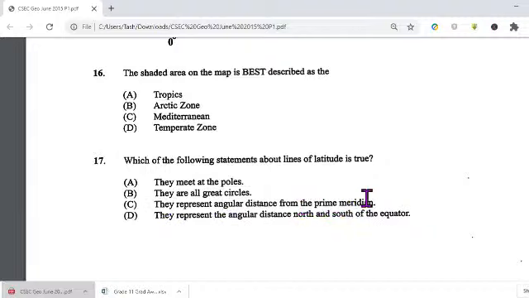No, prime meridian and latitude do not go together. They represent the angular distance north and south of the equator. So the answer for number 17 would have been letter D.